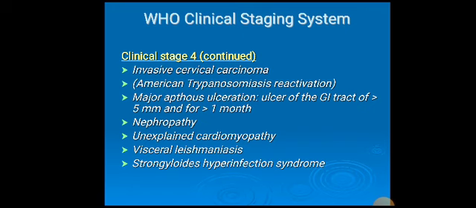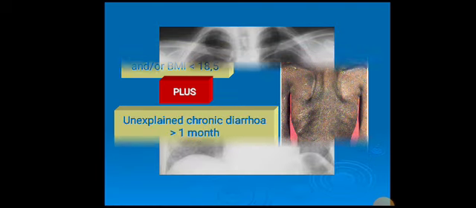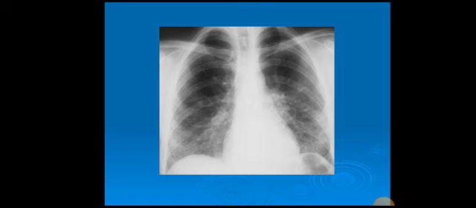Later on, the patient develops invasive cervical carcinoma, major abscess ulceration, nephropathy and renal failure, unexplained cardiomyopathy, visceral lymphadenitis, and Strongyloides hyperinfection syndrome. In this wasting syndrome, you can see this patient has massive weight loss with chronic diarrhea, and this is a patient with Pneumocystis jirovecii pneumonia.